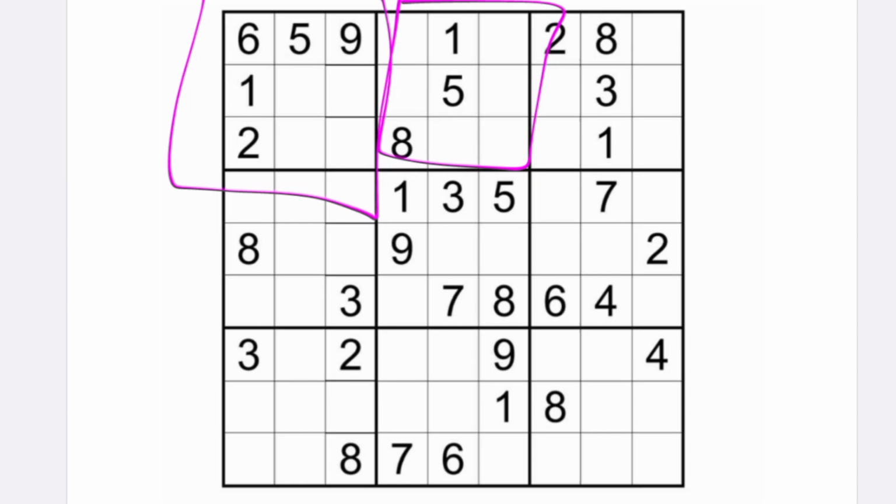So we have here 6, 5, 9 in the first box. As we can see, in the first box we have 6, 5, 9, 1, 2. So the missing numbers are 8, 7, 3, 4. But before we add the numbers, let us check first that there is no repetition before we put a number.